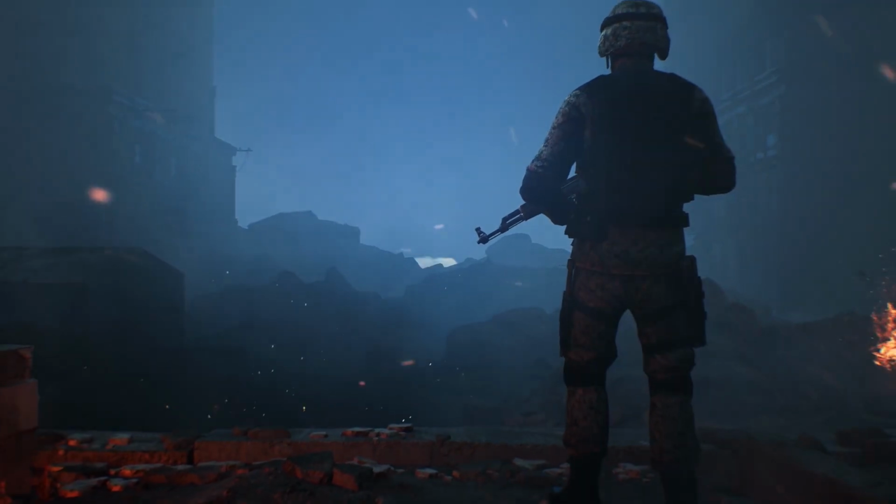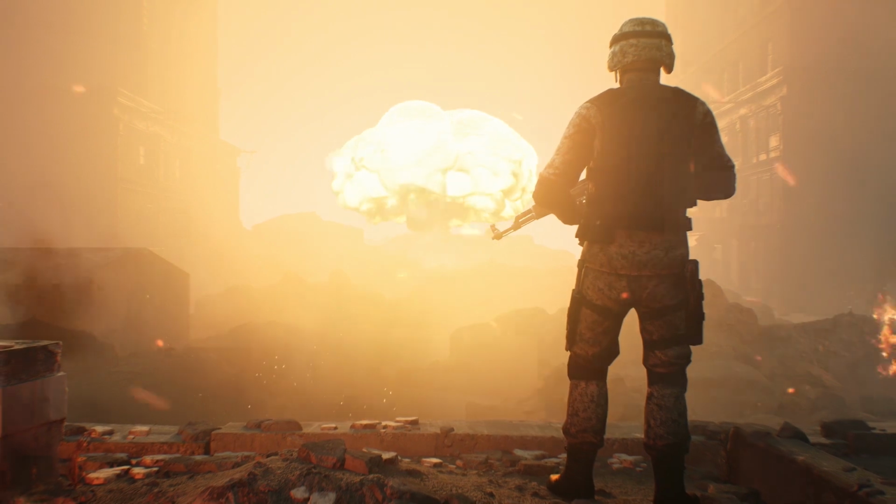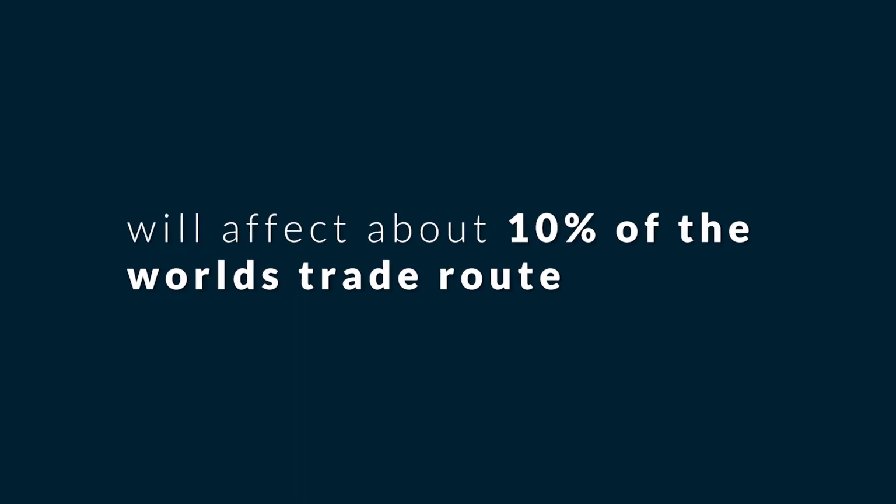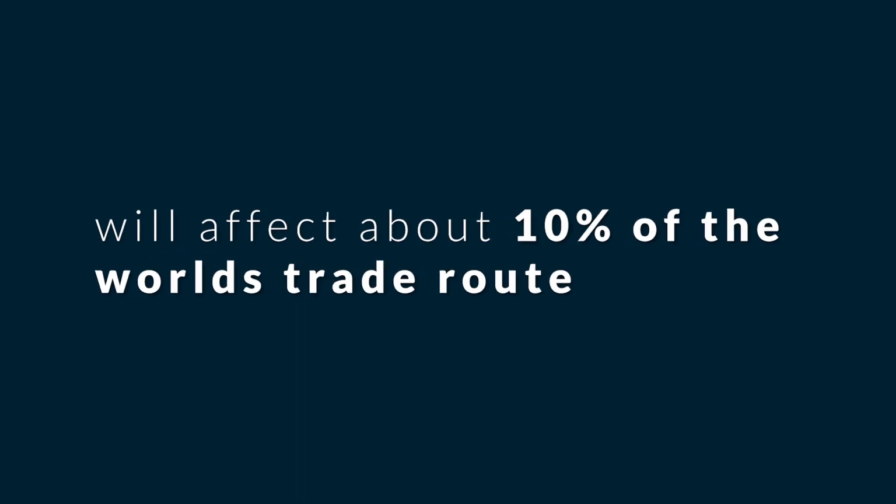Take something like the war that happened in Sudan between Al Burhan and Hemeti. Now, the first thing you need to know is that Sudan is geographically placed in a position where they can compromise the operations that happen in the Suez Canal. And speaking of the Suez Canal, anything that affects its operation will affect about 10% of the world's trade route.